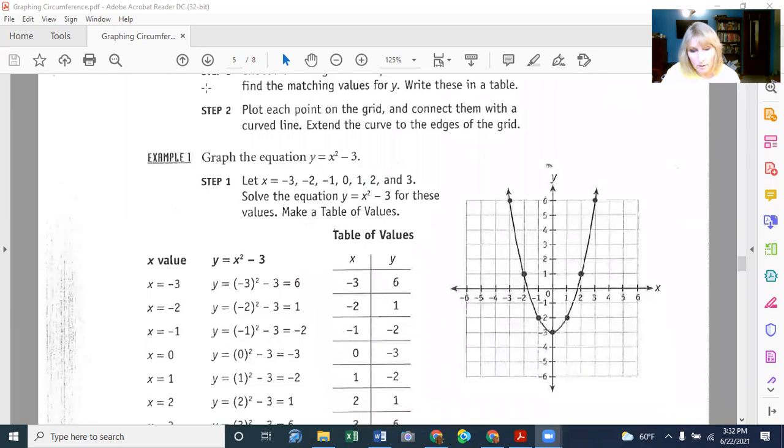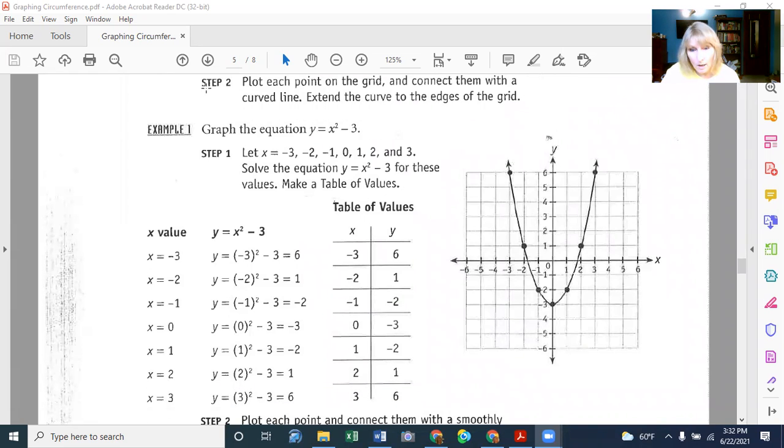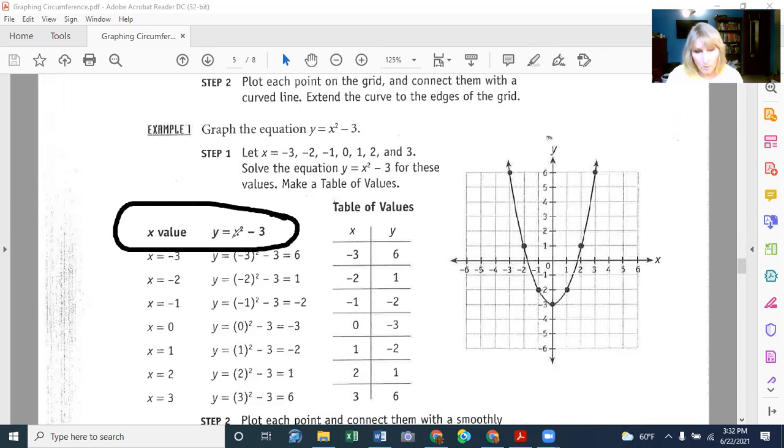So this is just showing you, these are instructions showing you how to do a graph that is not just a linear graph, not just a line, but this time it's going to be a parabola. Parabola is a U-shaped function. You'll get a parabola anytime you have an x squared in your equation. So you'll notice that the equation here is y equals x squared minus 3.